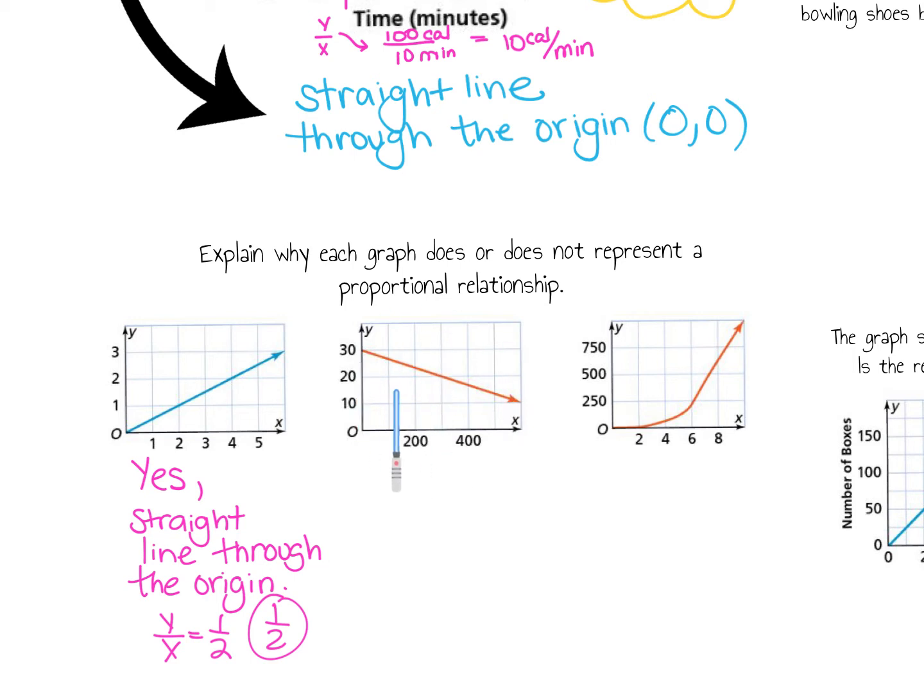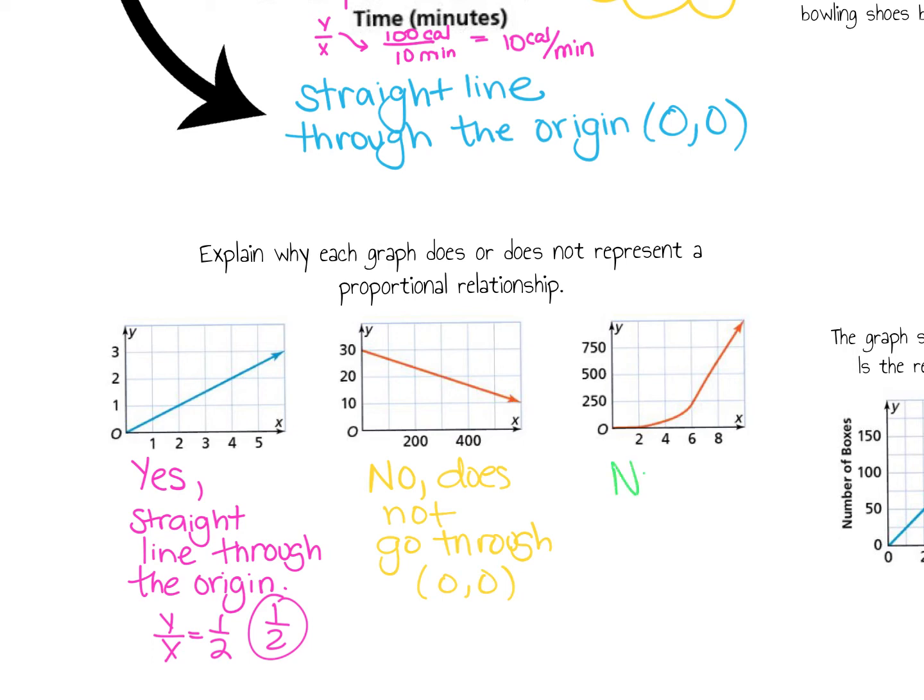Is this a proportional relationship? It's a straight line, but it doesn't go through the origin. So no, it does not go through 0, 0. Last but not least, let's look at the third graph.